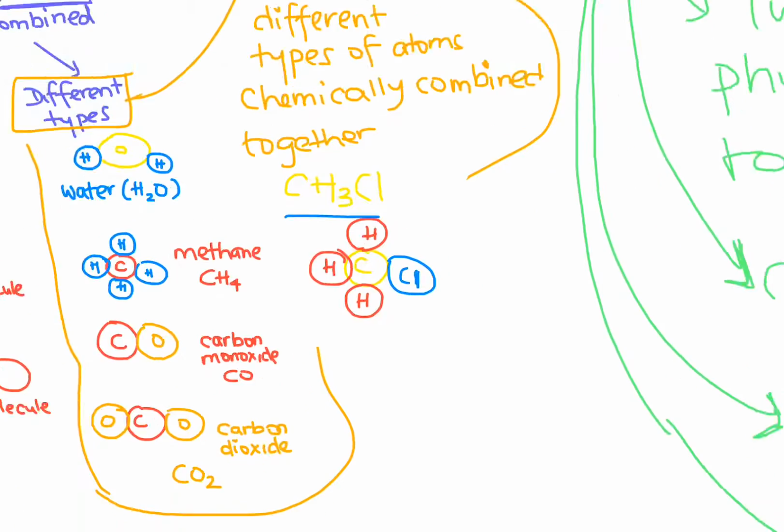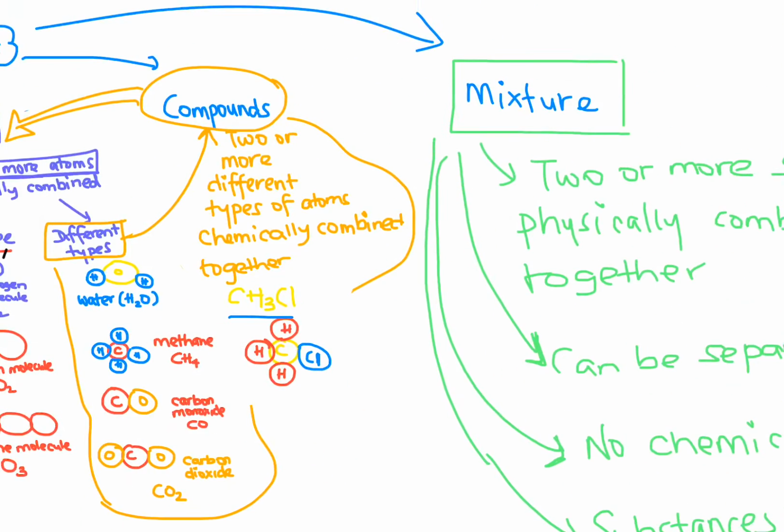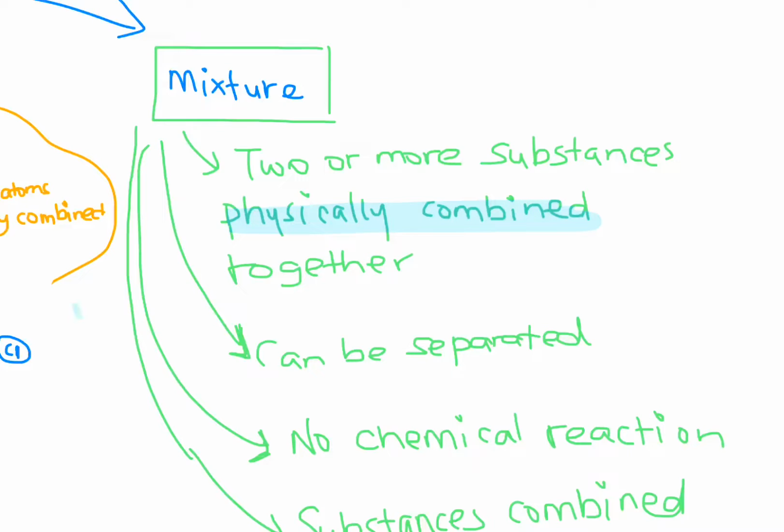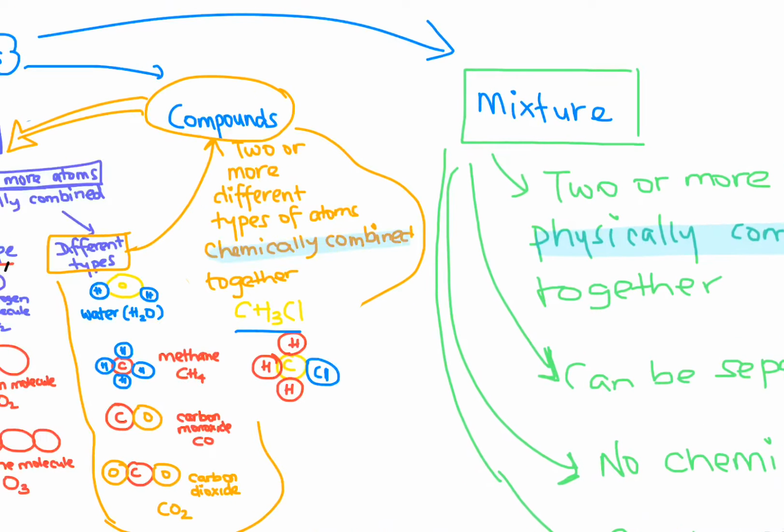Okay? So these are compounds. Now a mixture, on the other hand, has two or more substances physically combined. Here you have to pay attention. Physically combined and chemically combined are very different. Chemically combined means there is a reaction that takes place.